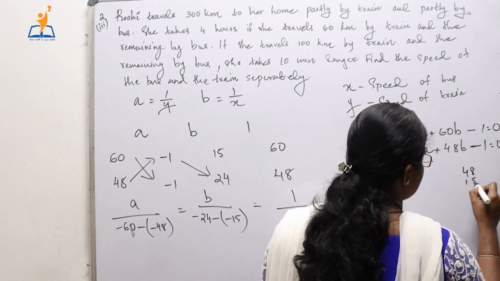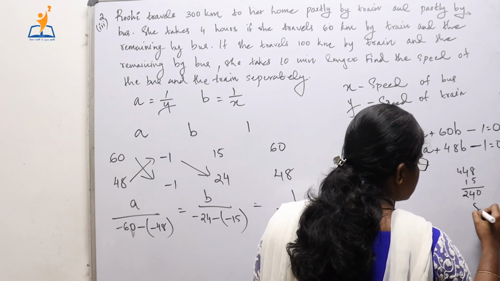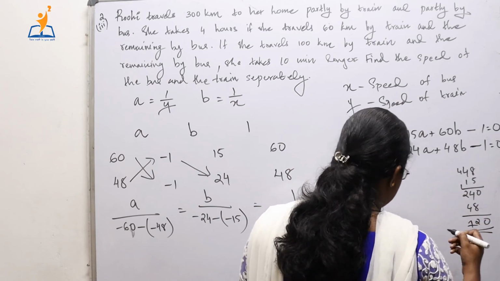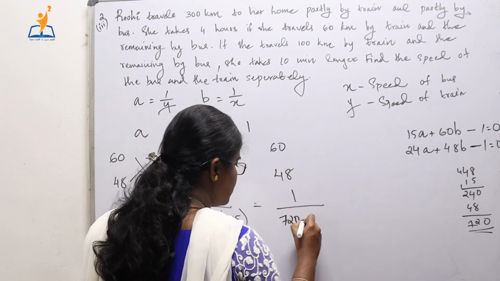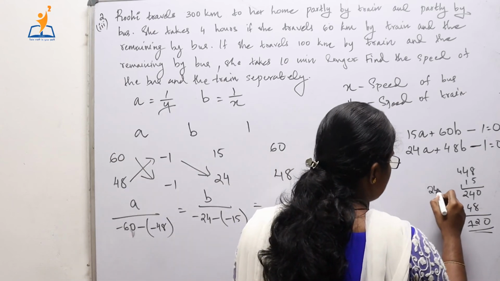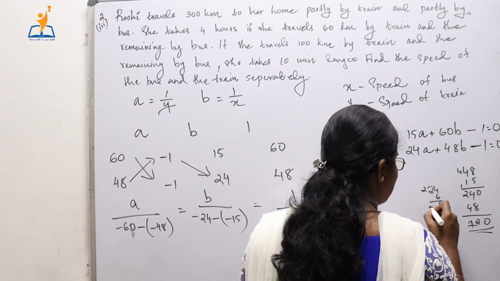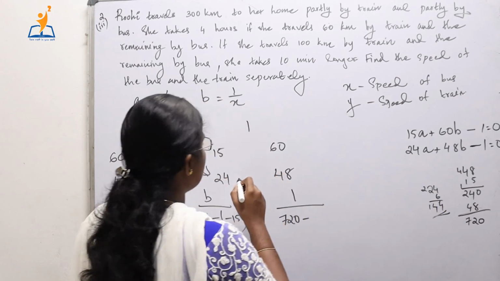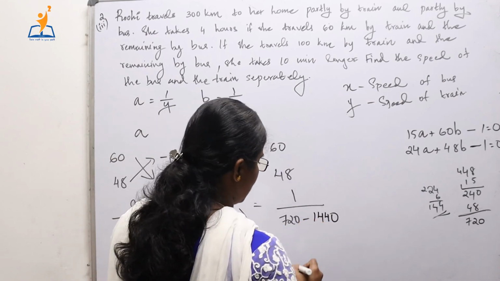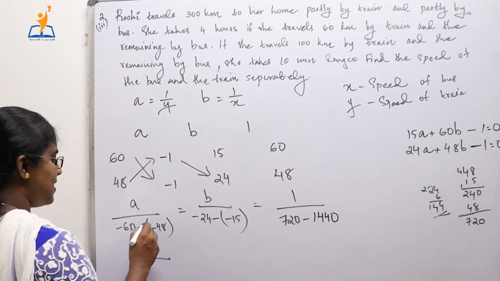What is 48 into 15? 8 5s are 40, 4 5s are 20, 20 plus 4 is 24, 8 1s are 8, 4 1s are 4, and adding this we will get 720. So 720 minus 24 into 60. So we want to first of all do 24 into 6. So 6 4s are 24. Again 2 6s are 12. 12 plus 2 is 14, so 144. So we have 24 into 60 is 1440.